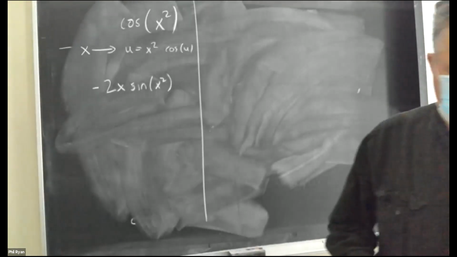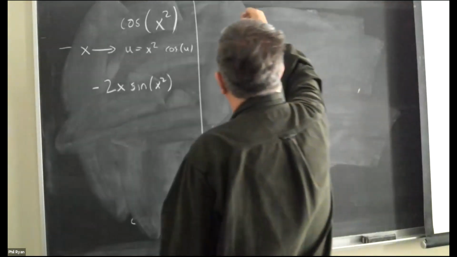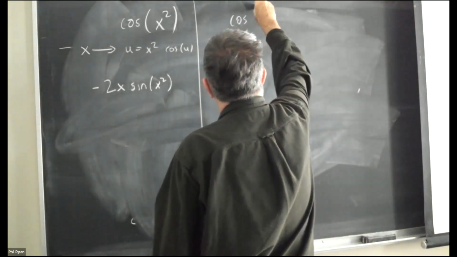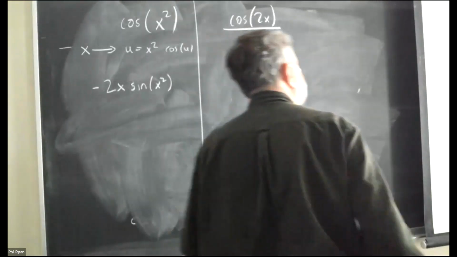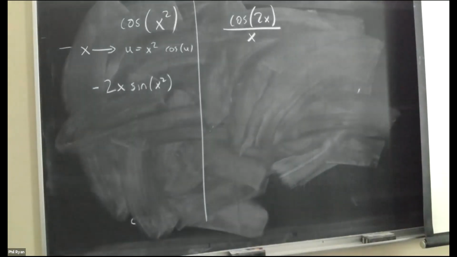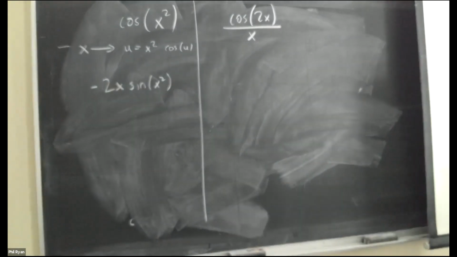Okay, here's another one. Cosine of 2x divided by x. Have a go at that one.